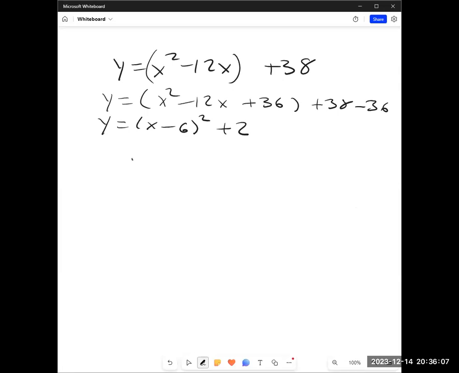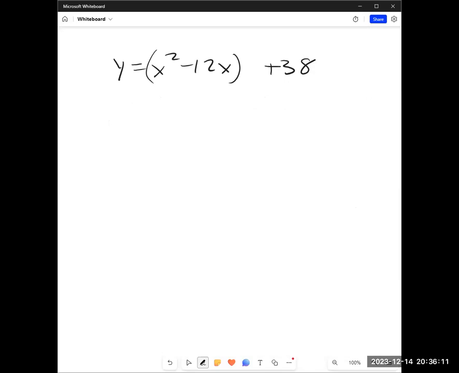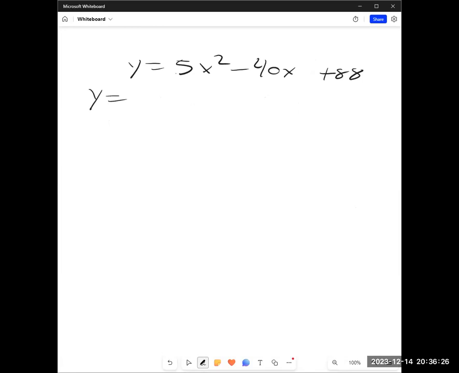Now we're going to have a little bit harder problem because the leading coefficient isn't going to be 1 this time. It's going to be 5. y equals 5x squared minus 40x plus 88. So the first thing I need to do is, with this part that's got the x's in it, I need to factor the 5 out. I'll leave that 88 alone over there.